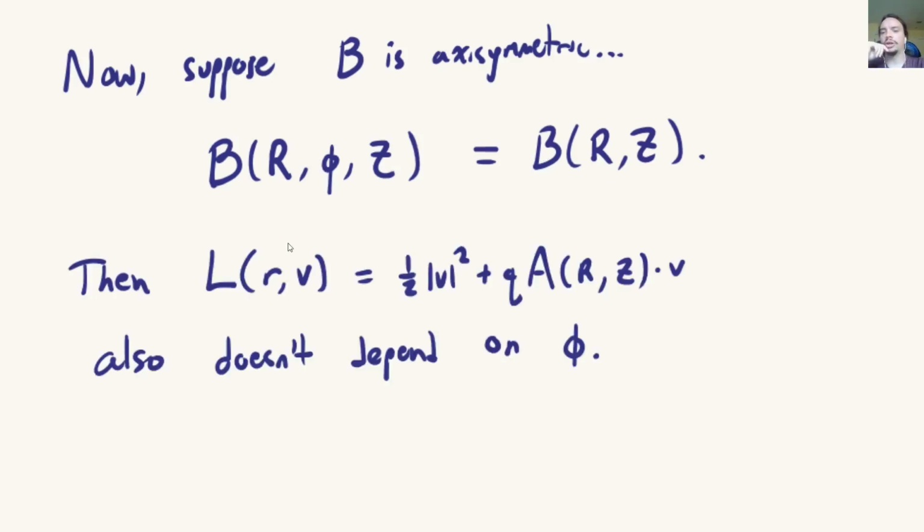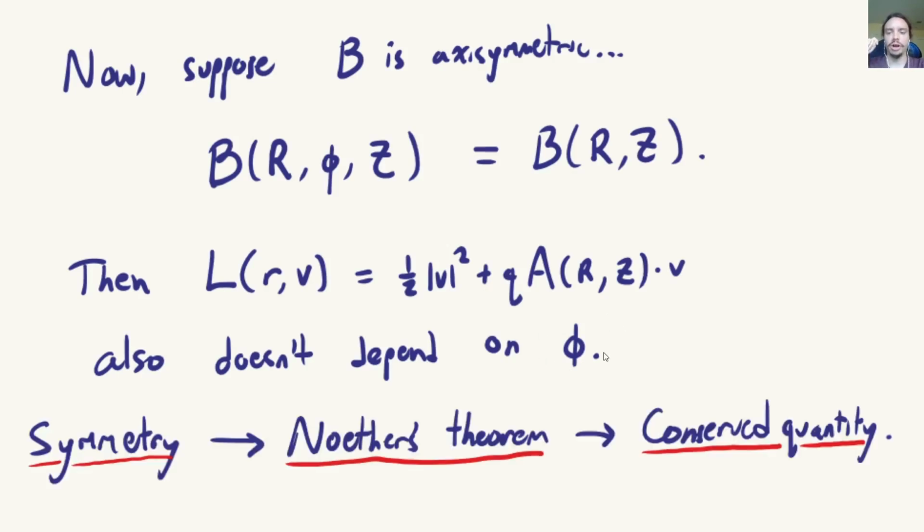Then our Lagrangian, which was 1/2 m v squared plus q A at r and z dot v, also doesn't depend on phi. There's no phi that shows up. And so that means that the Lagrangian has a symmetry. As you rotate in phi, nothing happens. A symmetry, through Noether's theorem, has to lead to a conserved quantity. Let's see how we get a conserved quantity out of our Lagrangian.